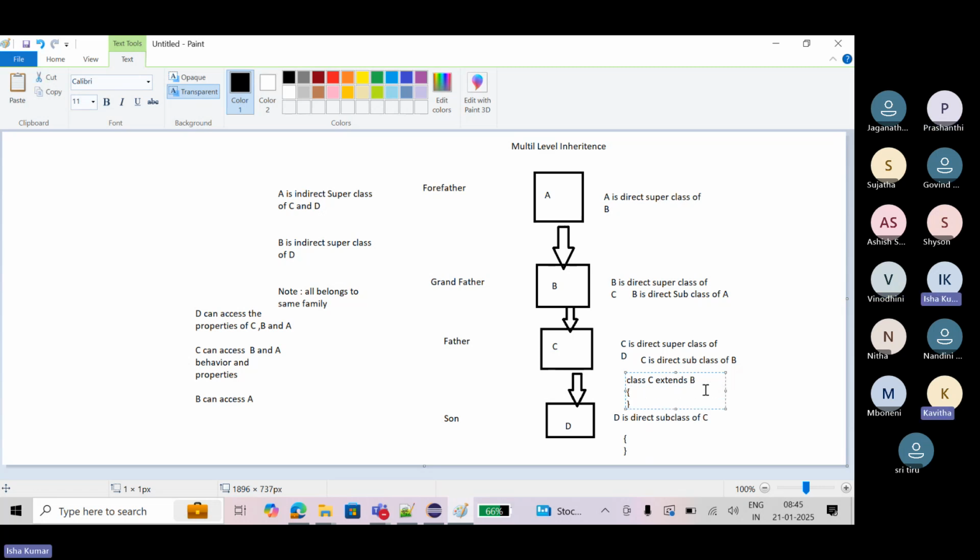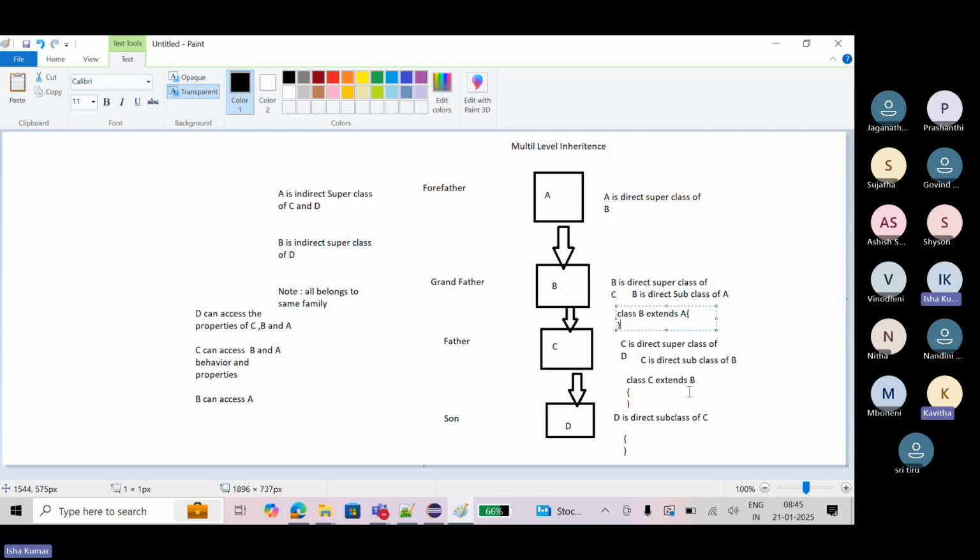No. We can extend only one class at a time. So class B extends A. See, class D extends C, class C extends B, class B extends A. This is how you can write.